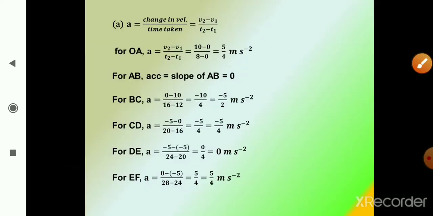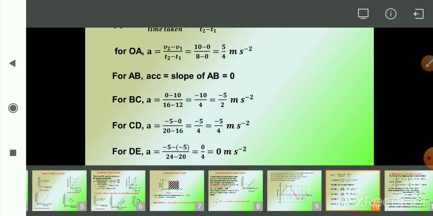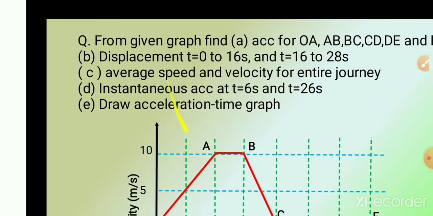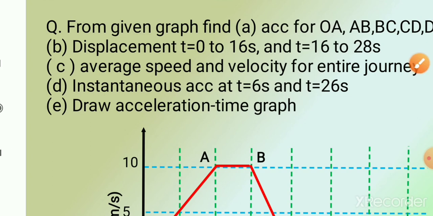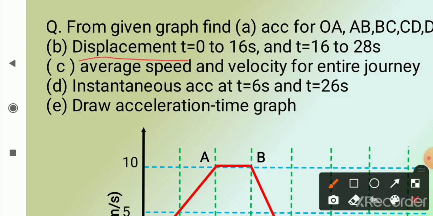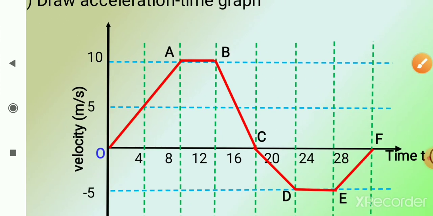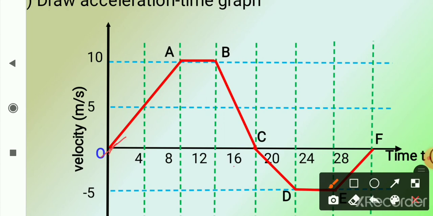So we have calculated all the accelerations, and now let us move to the previous part once again. And now what we want is displacement from t is equal to 0 to 16 second and t is equal to 16 to 28 seconds. We have to find out the displacements. See, displacement from t is equal to 0 to t is equal to 16 second, and t is equal to 16 to t is equal to 28 second.